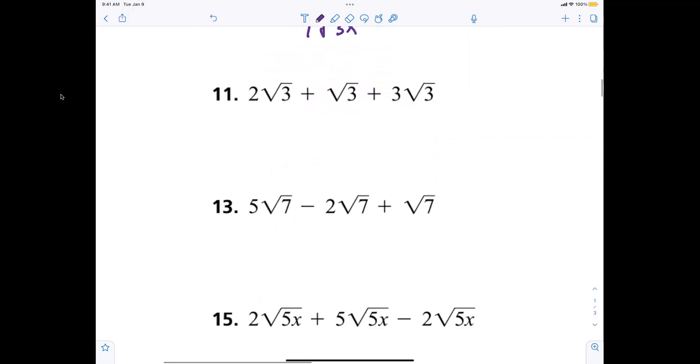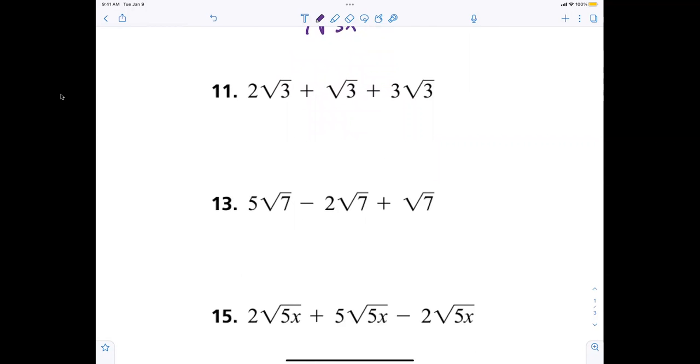So now, of course, everybody's going to look at number 11, and that would be what? 6 radical 3. It would be nice if you just tried, all right? If all you're doing is, again, over and over, writing down my answer, you're really not learning much.